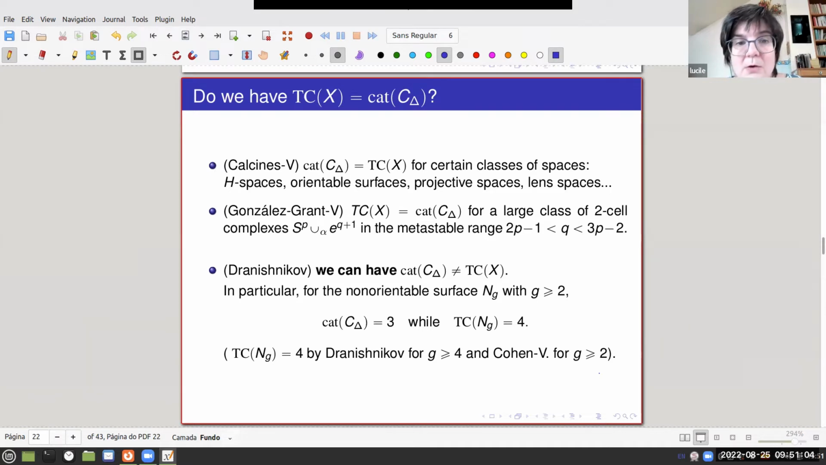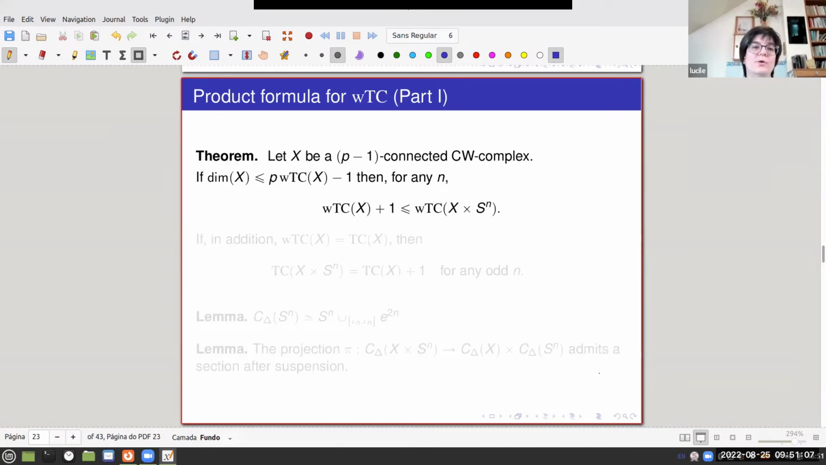Okay, so now I come to this first result, which is a result à la Strom, say, for the weak TC. It says the following: if X is a p minus one connected CW complex, and if the dimension of X is less than or equal to p times the weak TC of X minus 1, then for any integer n, the weak TC of X cross Sn is greater than or equal to weak TC of X plus 1.